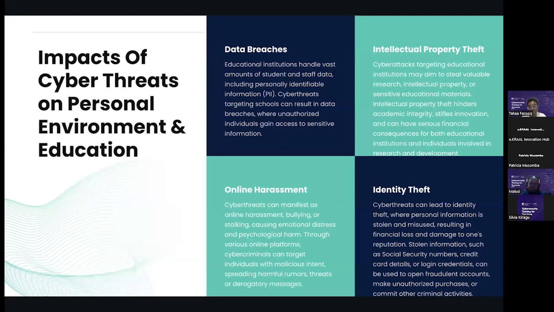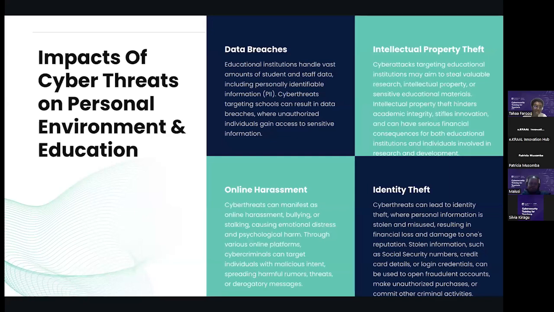So we first have data breaches. Education institutions handle vast amounts of students' and staff data, including PII, personally identifiable information. These might include your postal address, your email, your full name, your father's and your family's information, as well as your educational status and information. It might also include your financial information, such as credit cards or account numbers. All that information is stored by the educational institutions.